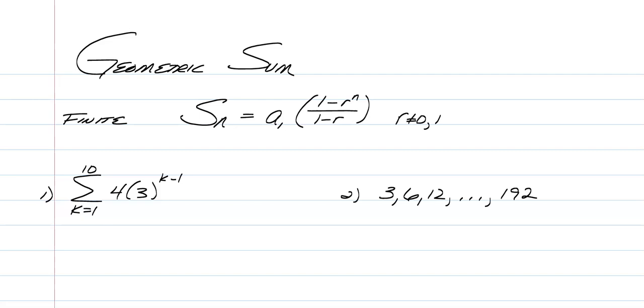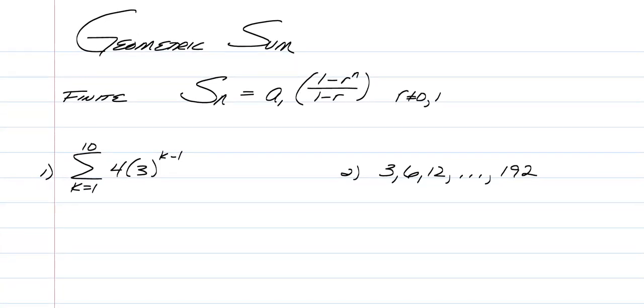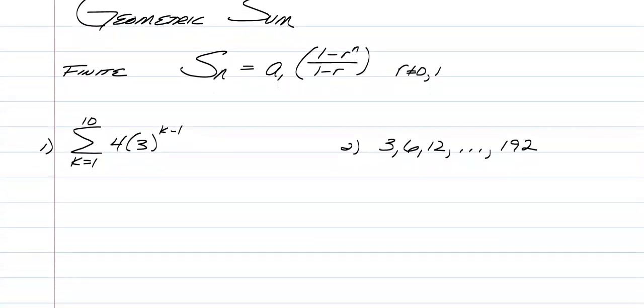So to start with finite, that means we have a start and a stop in our sequence. So what we're going to do is use a formula. The sum of n terms is equal to the first term times 1 minus the rate raised to the n power, over 1 minus the rate. Now the thing you need to know is a rate cannot be 0 or 1.